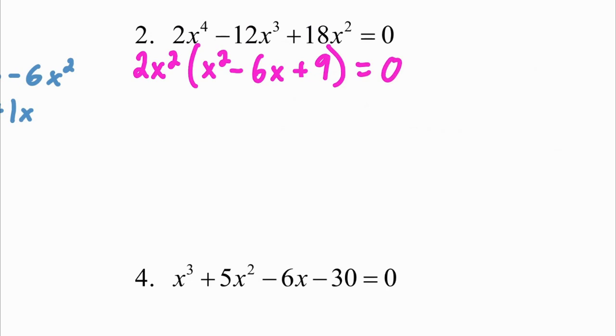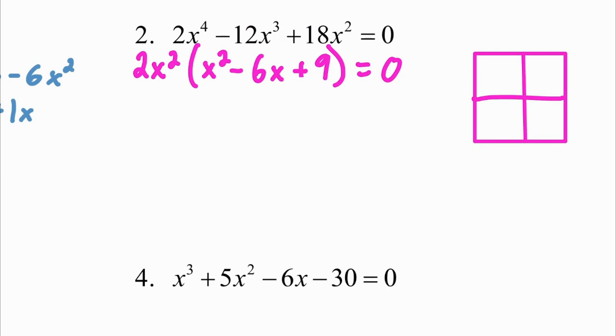Now I can take what's in the parentheses and put that in the box. So I have x squared and 9. I want something that multiplies to 9x squared but adds to the middle term of negative 6x. The two numbers that multiply to 9 but add to negative 6 are a negative 3x and a negative 3x.